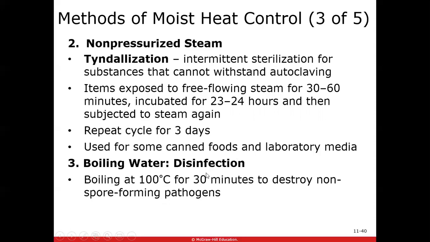Then you have boiling water, which is disinfection. Boiling water typically is not able to reach the temperature to kill bacterial spores, so it is just used to kill vegetative bacteria. Boiling water at 100 degrees Celsius, about 212 degrees Fahrenheit, for about 30 minutes destroys non-spore-forming pathogens.